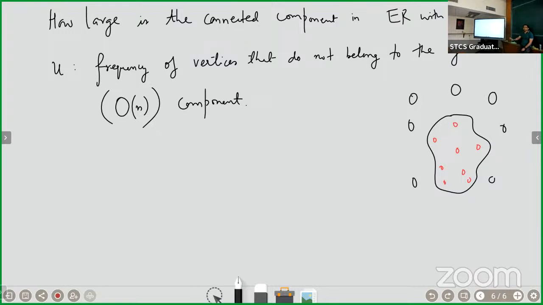Now, as n goes to infinity, where do you think the fraction should go? If there is a giant component, then it will be decreasing. No, I'm not asking increasing or decreasing. I'm just asking for interpretation. I'm not trying to do anything on upper bound or lower bound. English is what I want. In English, what does it mean? As n goes to infinity, what does U mean to us? It's just a fraction. It possibly has a distribution. What does the fraction go to?